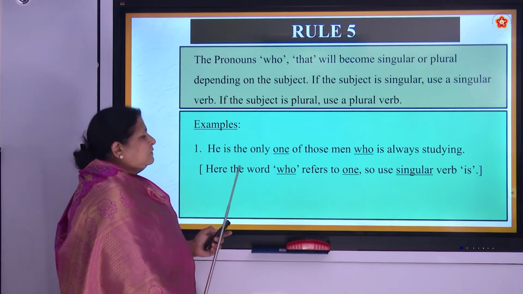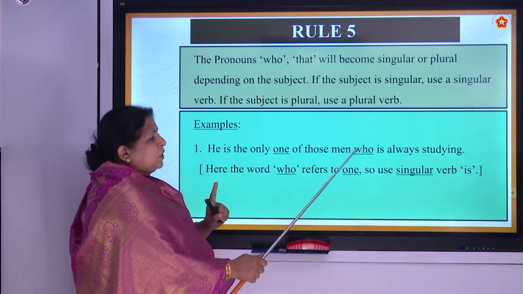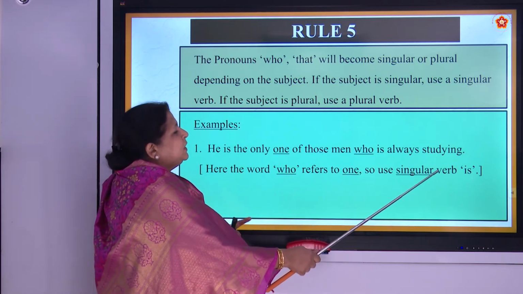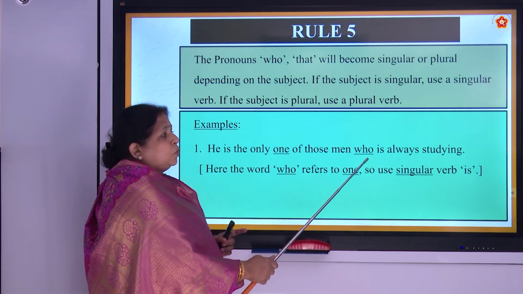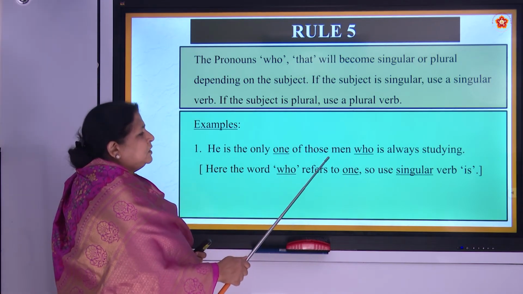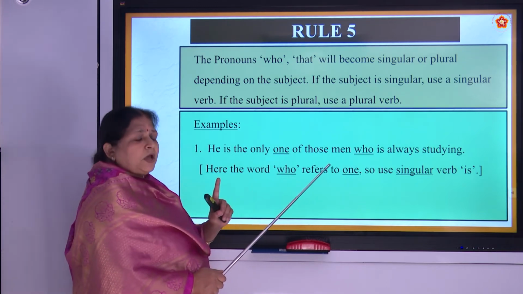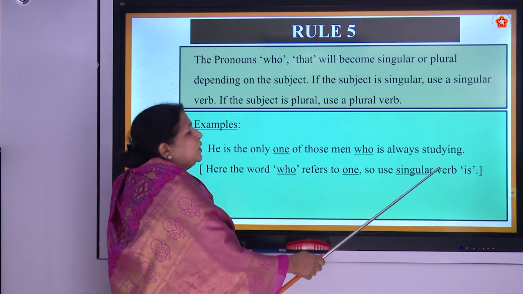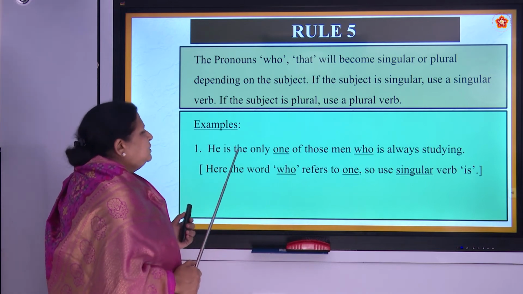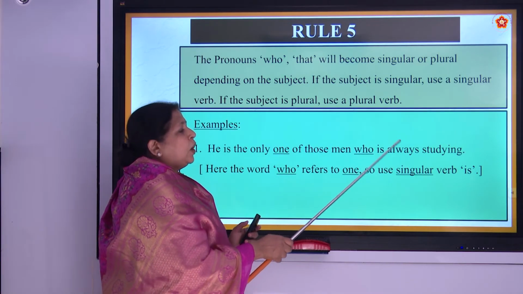So here the word who refers to one, because they say that one. So use singular verb is. Understood? Who is. We are not saying who are. Though there are men here, who refers to only one. So it is singular. One is singular, right? So use singular verb is. He is the only one of those men who is always studying.